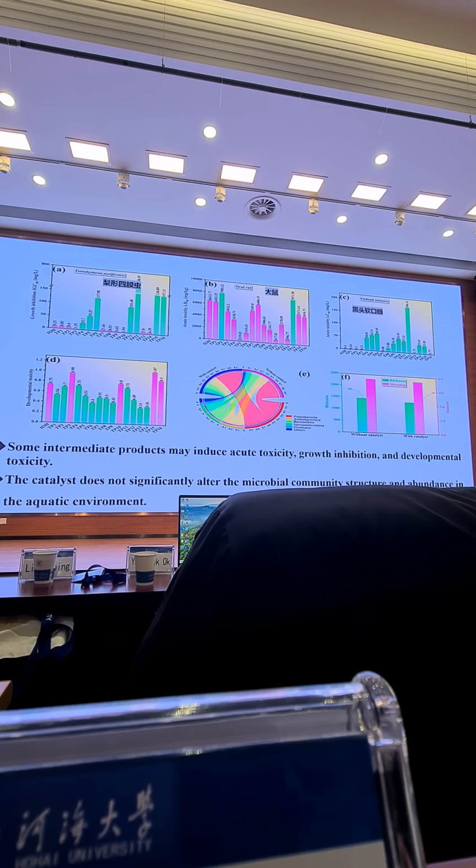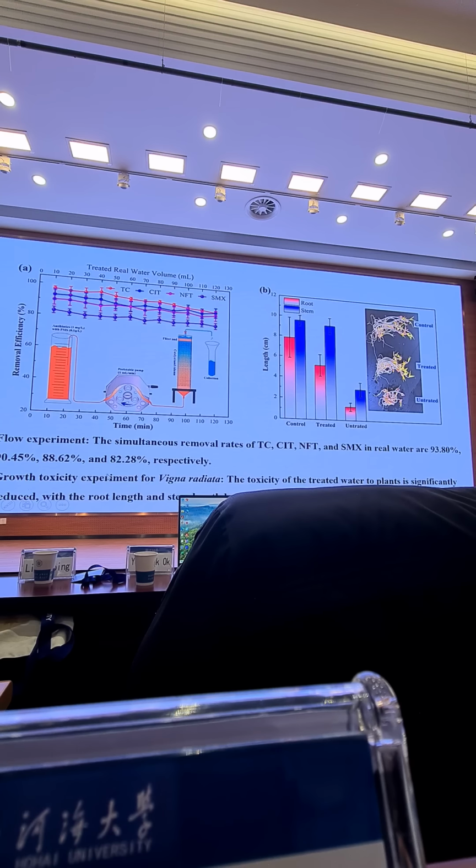So we also studied the flow experiment, looked at the various situations, and looked at the removal rate in the real water. It's roughly about, for each of the emerging pollutants, 94%, 90%, 89%, 82%.